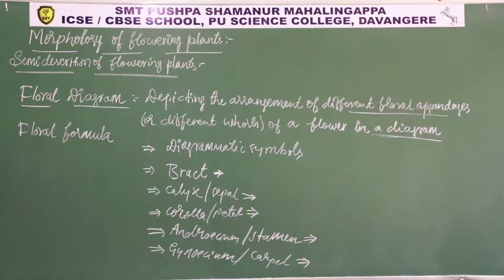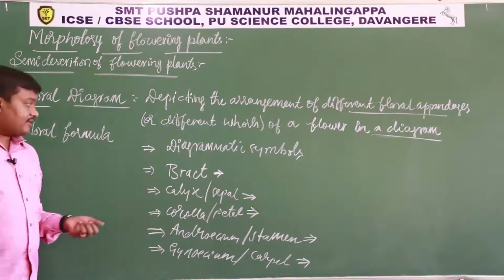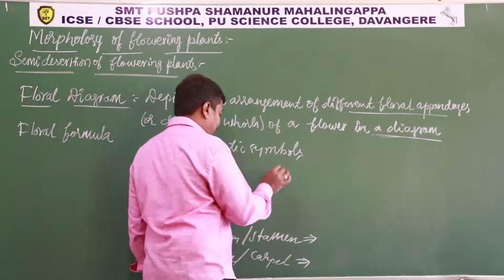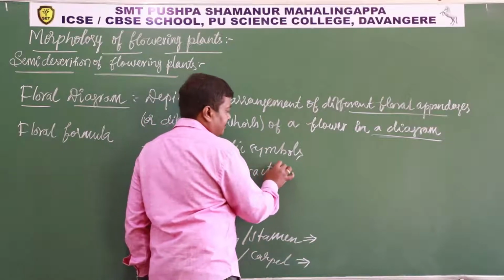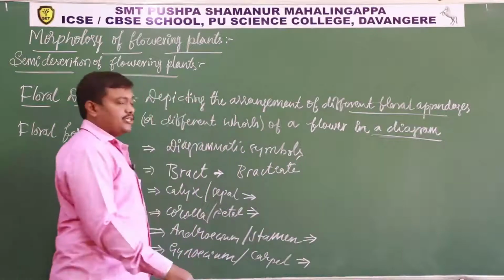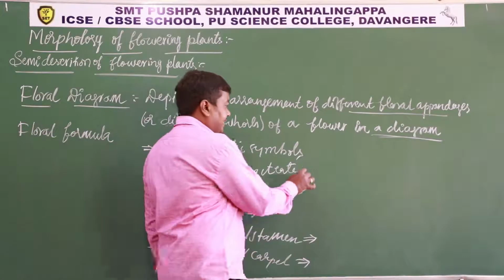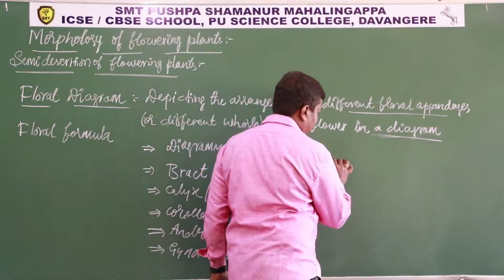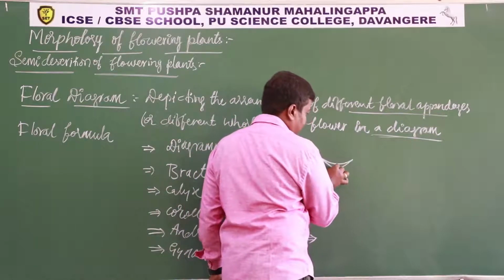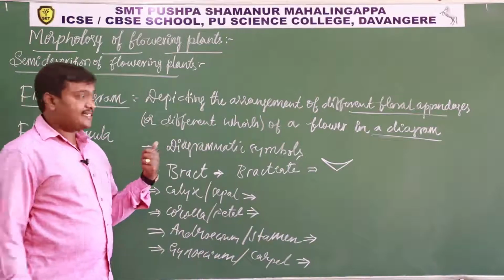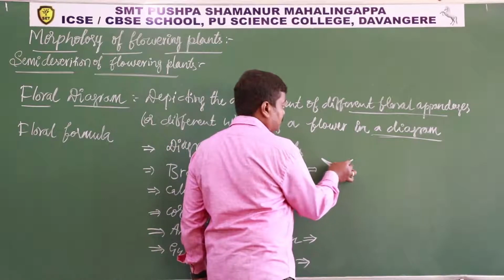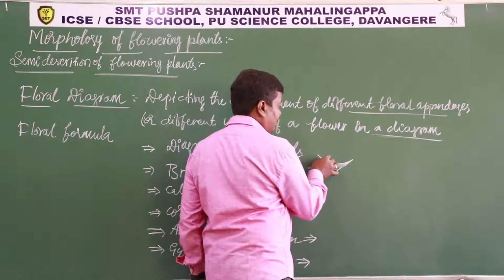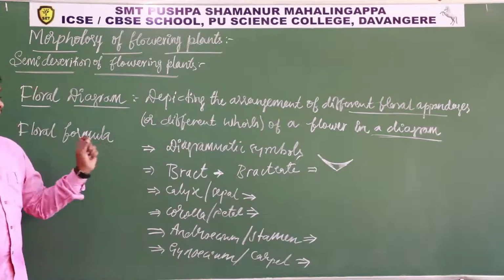So let me write the diagrammatic symbols, how each character should be written. For bract, if the flower is bracteate, that symbol should be like this, it indicates bract. If the bract is absent, no need to write anything. It can be shaded also to look good.